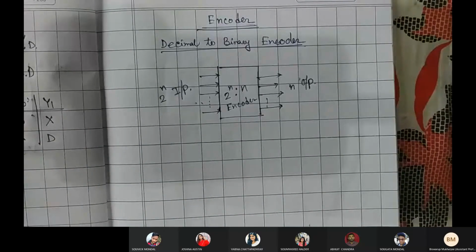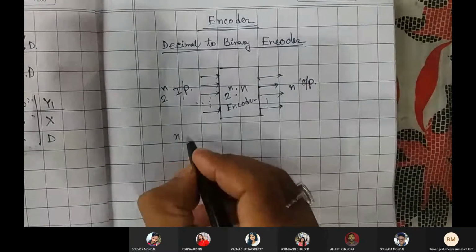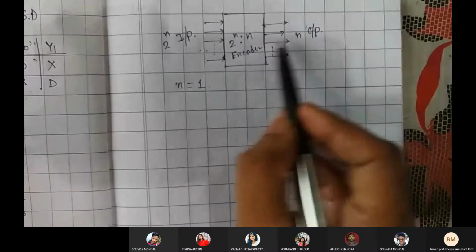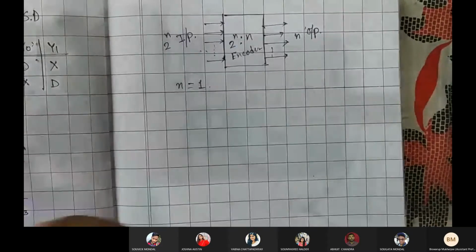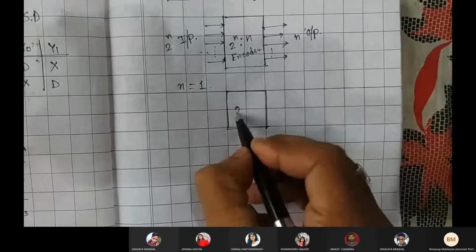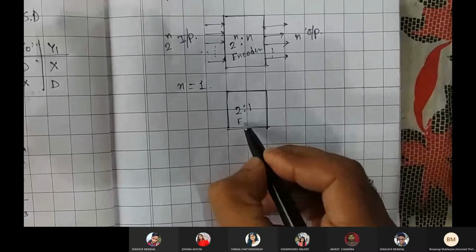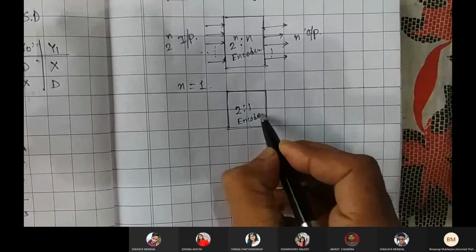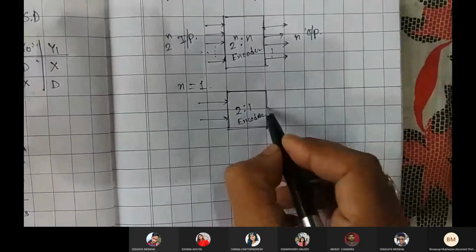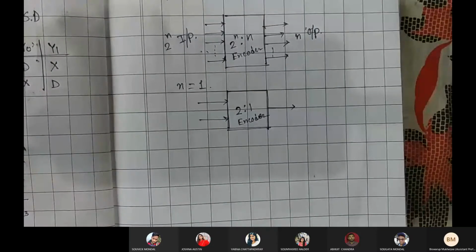So if n value is 1, let us start with n value equal to 1. So we'll be having 1 output and 2 to the power 1, that is 2 inputs. So that is called a 2:1 encoder. So there will be 2 inputs and 1 output. Okay. How will it work?